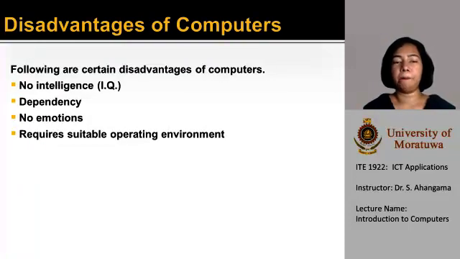Even though there are many benefits of a computer system, there are several disadvantages too. Computer is a machine, therefore it does not have any intelligence to perform any task. Each instruction must be given to the computer. So that means a computer cannot take any decision on its own.